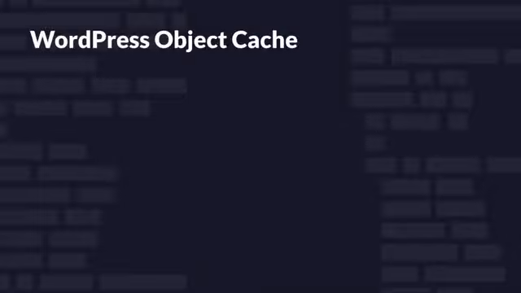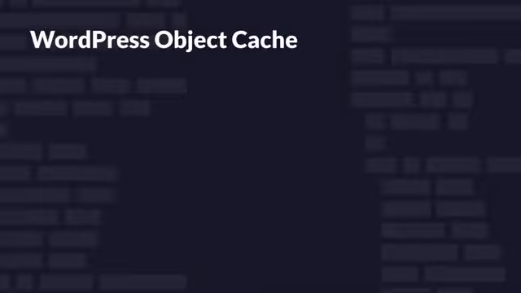Object caching is the process that involves storing database queries to serve a specific piece of data on the subsequent server request. As a result, there will be fewer queries sent to the database, and your website will load much faster. WordPress Object Cache.